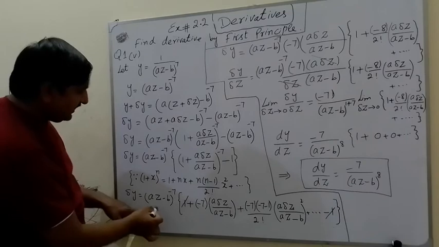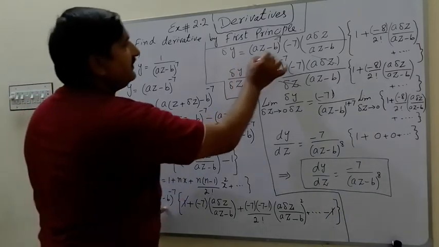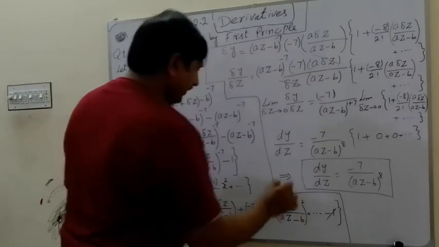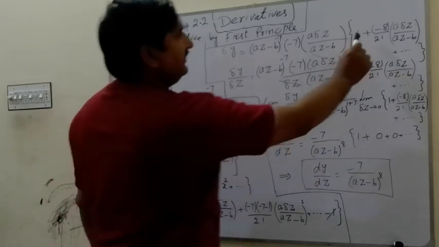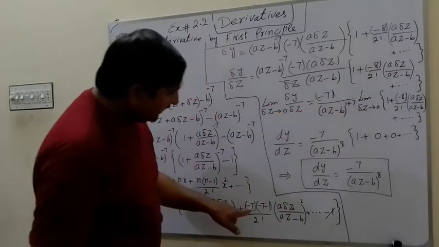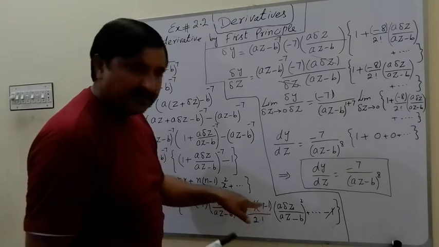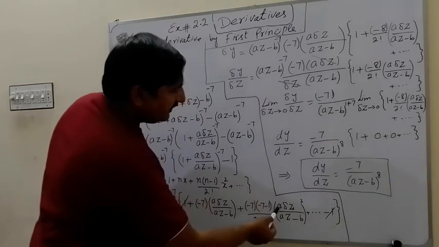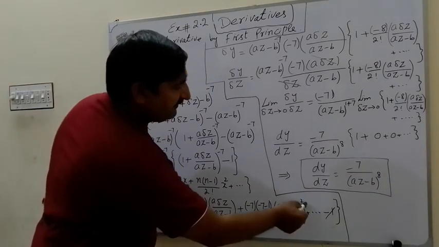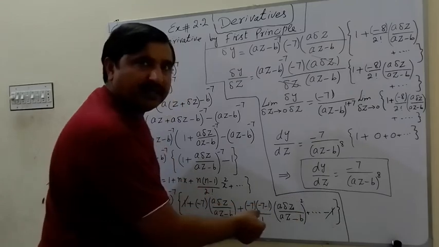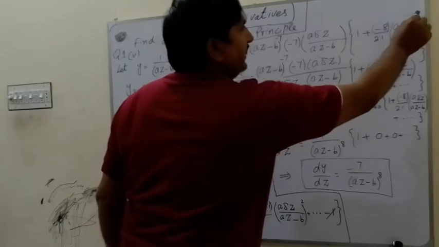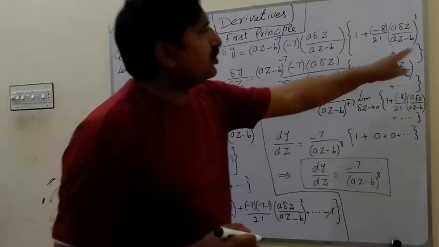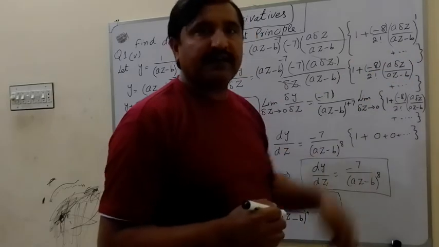The remaining steps remain the same. (az minus b) raised to power minus 7 remains as it is. Minus 7 a into del z over (az minus b), I take it common from this bracket. Whenever I take it common from this bracket, the left one is plus 1, minus 7 I take common, so minus 7 minus 1 is minus 8, so I write minus 8 over 2 factorial into a del z over (az minus b). It has a power square, so when I take one power as common, one power will be left, so I write only 1 power. You can write it here 1, right? The next step, plus so on, continues with the higher powers of del z.